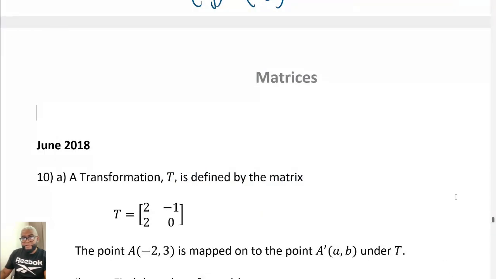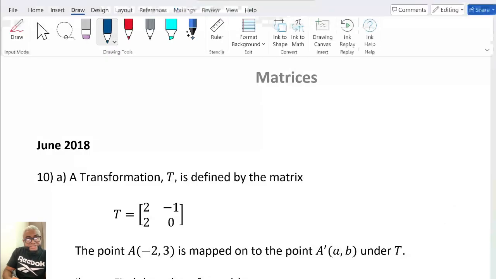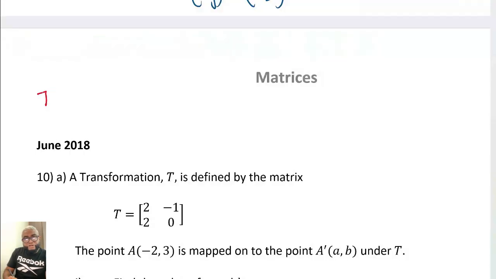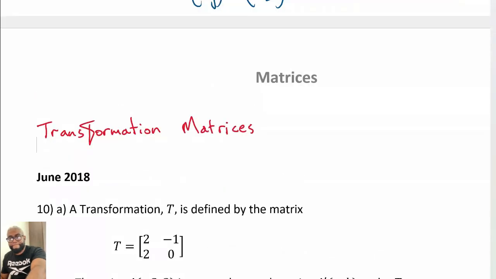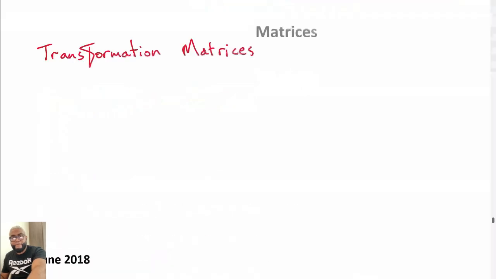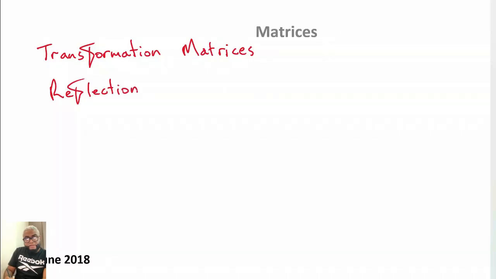Right, so we're going to deal with transformation matrices now. So you can head up that: transformation matrices. Right, so we're going to deal with reflection matrices.